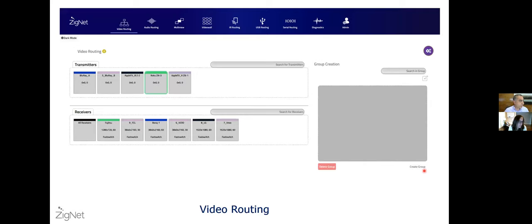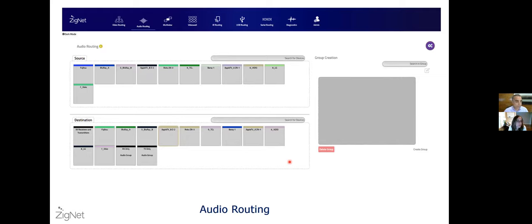This is going to be our video routing page. Again, drag and drop. You could select any source, just click on it, and drop it onto the destination. As soon as you let go, it's immediate. You guys will see that next week. It's really something else. As soon as you send it, the image is there. You could hardly see the switching speed on that. That's how fast it is.